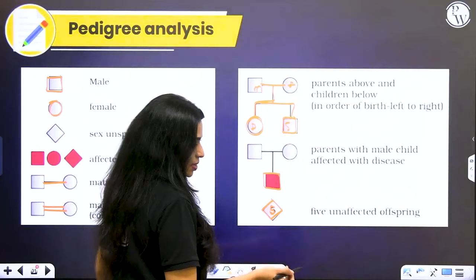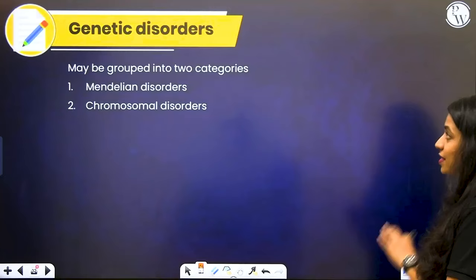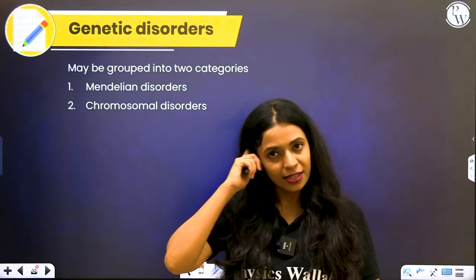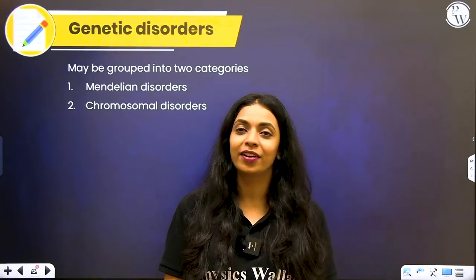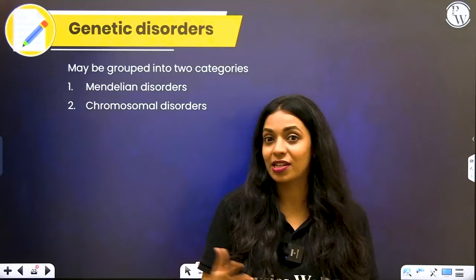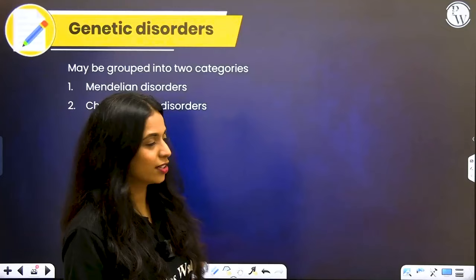Okay? Now it's time to learn about genetic disorders. I'm sure you've learned or heard about genetic disorders. Sometimes in your families, you may have noticed somebody suffering from a disease. They say, okay, it's genetics, it's heredity. They've got it from their parents or something like that. So it's possible to inherit diseases as well. Just like you can inherit property from your parents, you can inherit diseases and disorders also from your parents or from your relatives. So that is genetic disorders.